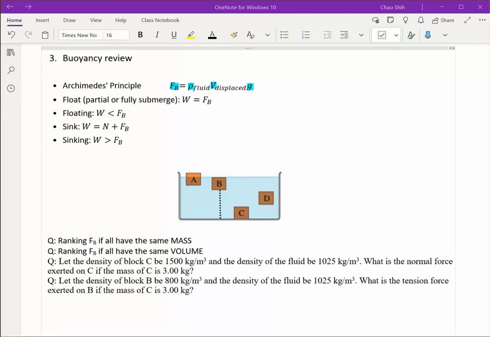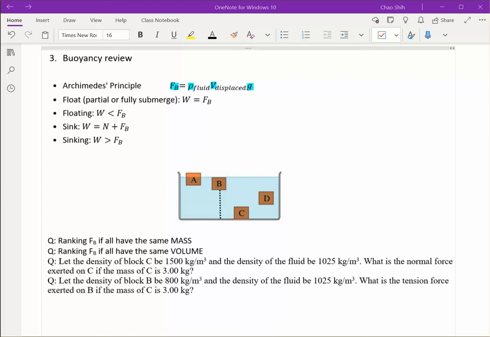Now be careful about the rho, the density that you use. This density has to be the fluid density. The volume is the volume that is submerged in the fluid. If it's partially submerged, that's not the total volume. You have to just use the volume that is under the water. It could be some other kind of fluid, it doesn't have to be water, but it's something that's submerged in the fluid. So this one always works, doesn't matter what kind of situation you have.